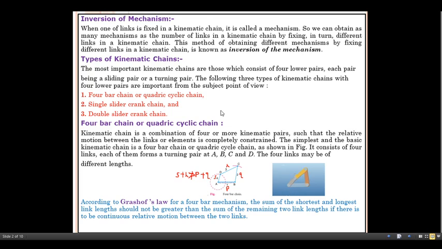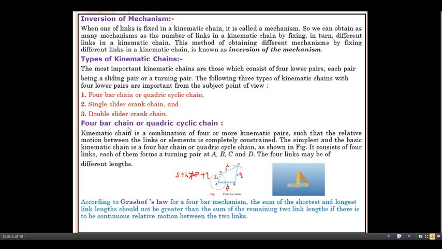Now we'll see the types of kinematic chains. The most important kinematic chains are those which consist of four lower pairs, each pair being a sliding pair or turning pair. The following three types of kinematic chains with four lower pairs are important from the subject point of view. First one, four bar chain or quadric cycle chain. Second one, single slider crank chain, and third one, double slider crank chain. In today's session, we'll see the four bar chain in detail and its inversions.